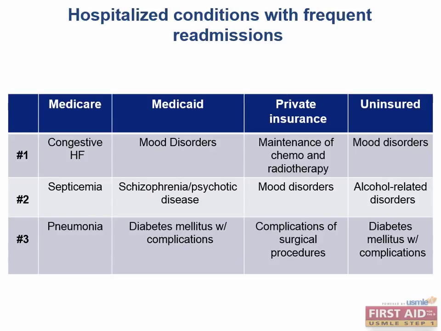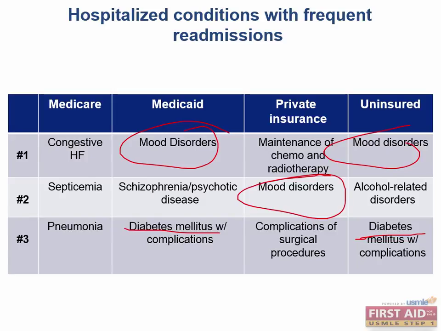This chart depicts the top causes of readmissions organized by the way that the hospital visit is paid for. You will notice that mood disorders shows up a couple times. You will also notice diabetes shows up a few times. So on the exam, you should keep in mind that patients with these conditions are in danger of readmission, and you should try to make sure that adequate follow-up and post-admission care is administered.